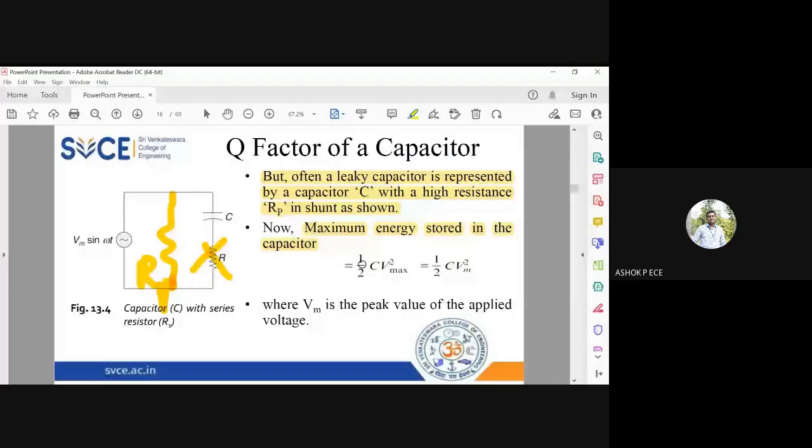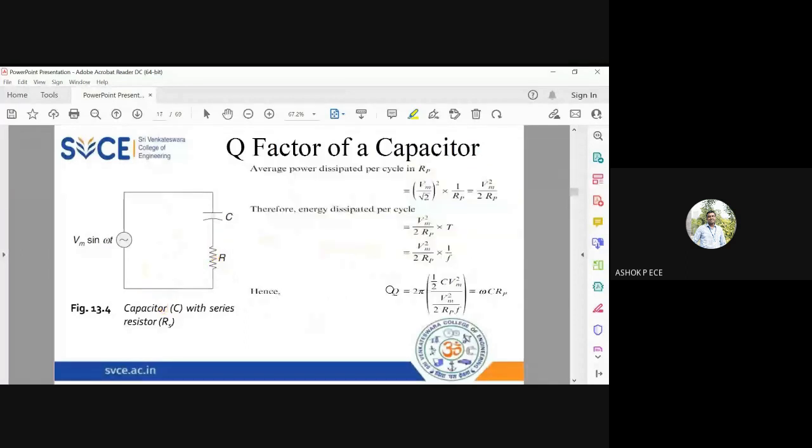We'll check here. So maximum energy stored per cycle is the same, half C VM square, where VM is the peak voltage applied to the capacitor, and average power dissipated per cycle in RP is VM by root 2 the whole square into 1 by RP. It is 1 by RP because it is in shunt now. Okay, so it is in shunt, so I'm going to take 1 by RP. So VM square by 2 into RP.